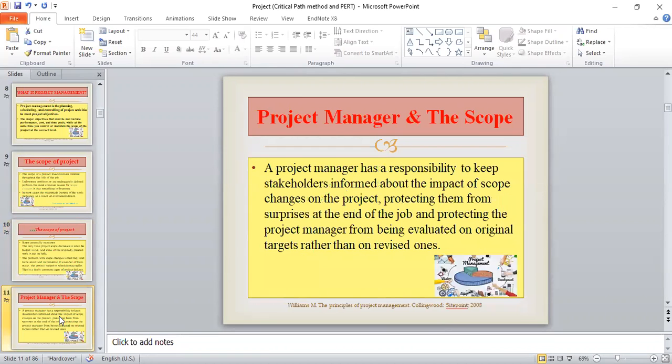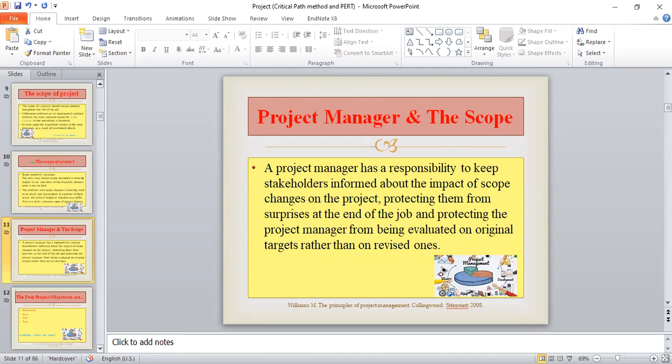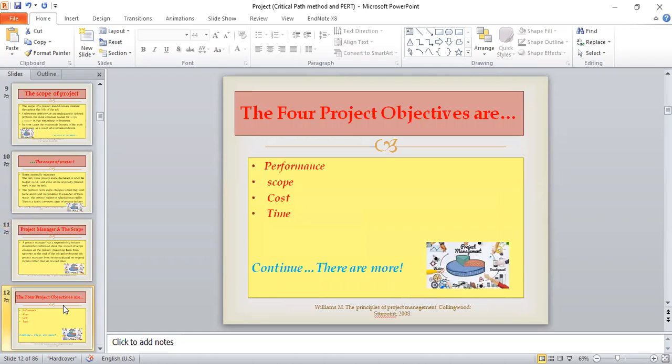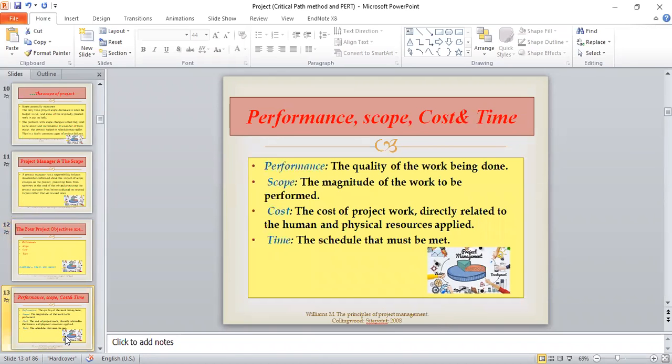Now, the project manager and the scope. A project manager has the responsibility to keep stakeholders informed about the impact of scope changes on the project, protecting them from surprises at the end of the job, and protecting the project manager from being evaluated on additional targets rather than one revised. Therefore, the four objectives of project management include performance, scope, cost, and time. Performance includes the quality of the work being done, scope includes the magnitude of the work being done, cost is directly related to the human and physical resources applied, and time includes the schedule that must be met.